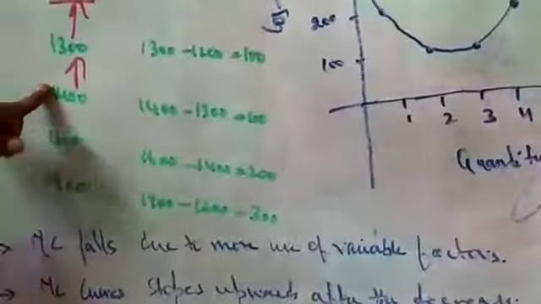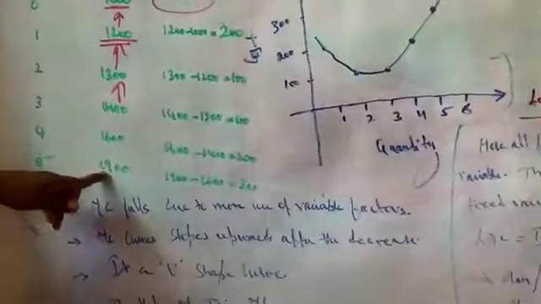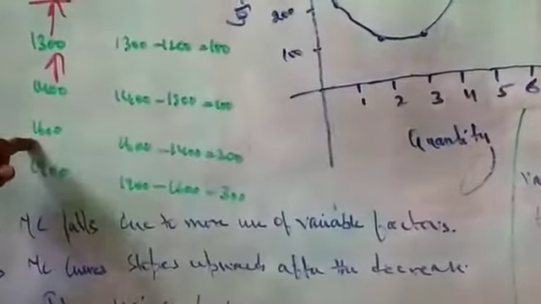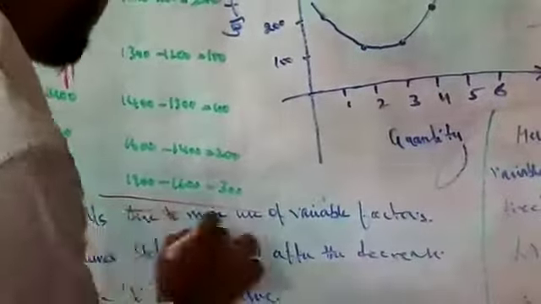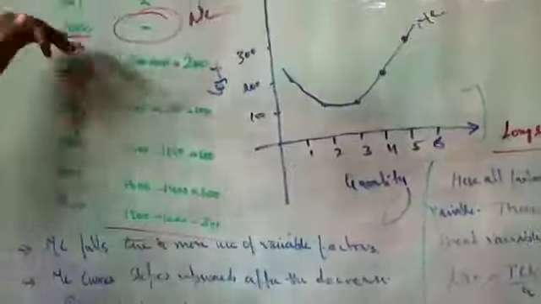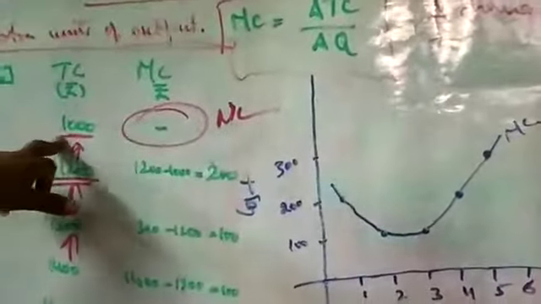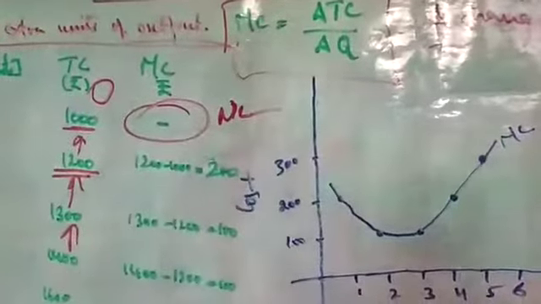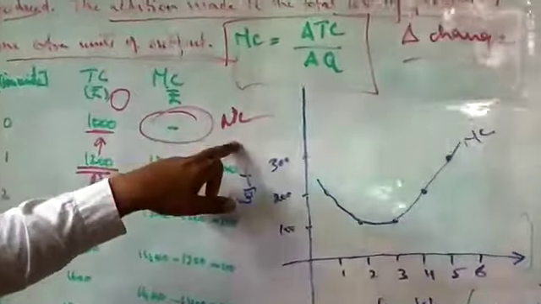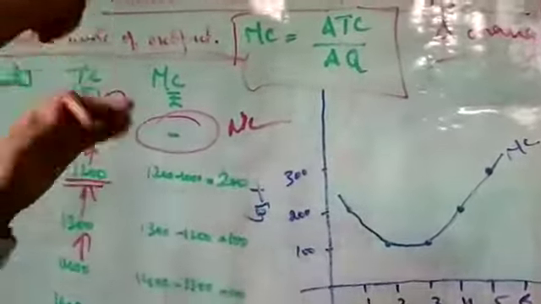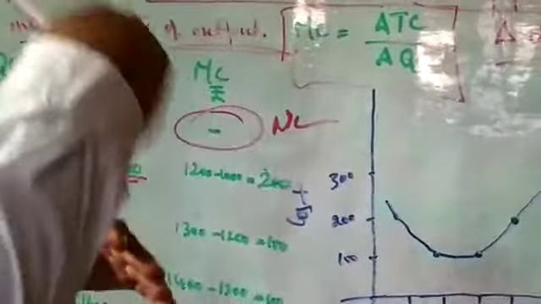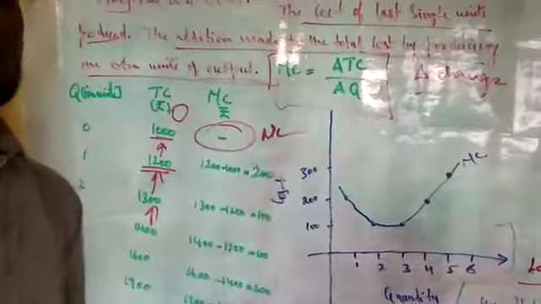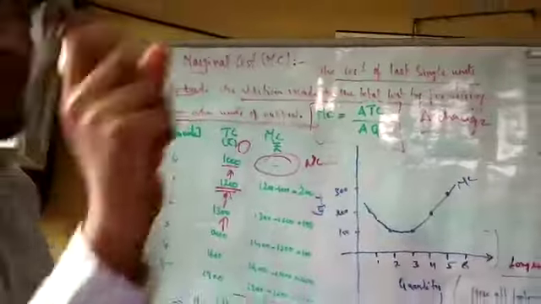1600 minus 1400 is 200. 1900 minus 1600 will give you 300, which means the lower value minus the upper value. For the first one the value will be 0 because we don't have an upper value. So that's the reason we will not get anything there. After that, you should take the lower value minus the upper value and you will get one figure. That is what we call the marginal cost value.